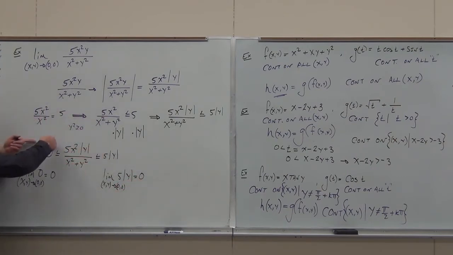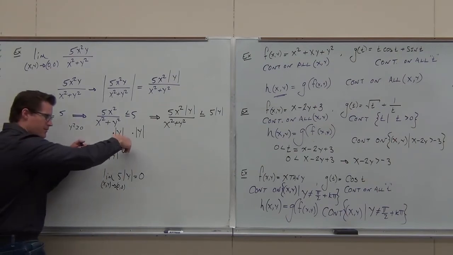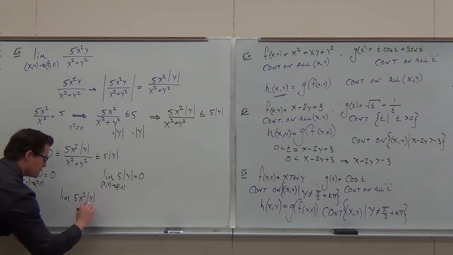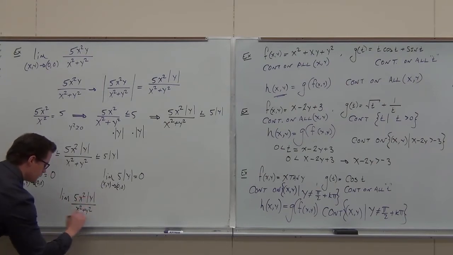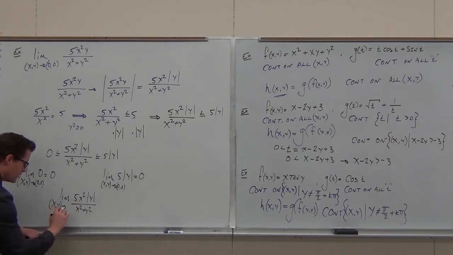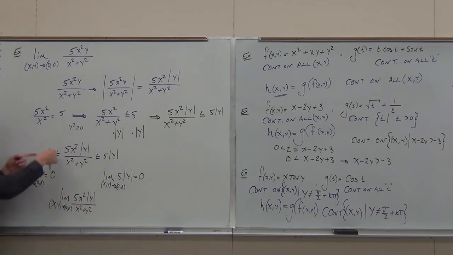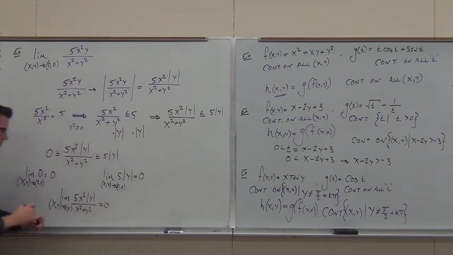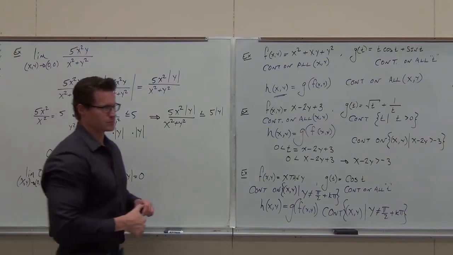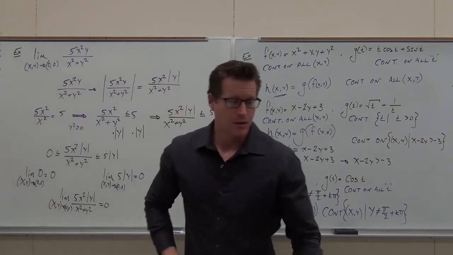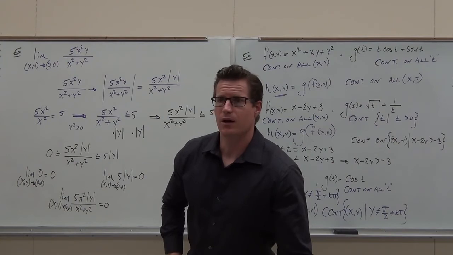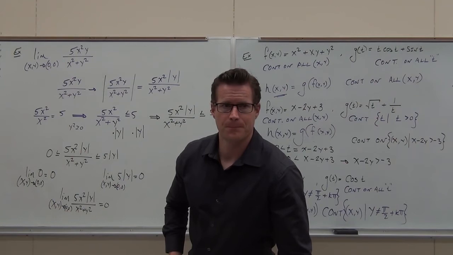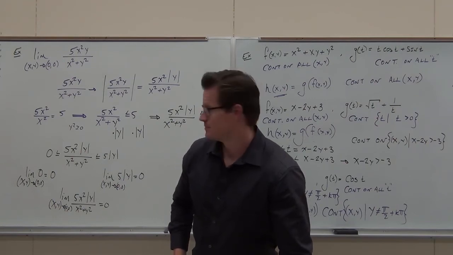By the squeeze theorem, since the limit of this function goes to 0 and the limit of this function goes to 0, the limit of this function, by the squeeze theorem, 0, 0, we built it. 0, 0, the middle's got to be 0. Now, we haven't proved a darn thing right now, but we're about to. You guys okay with this?